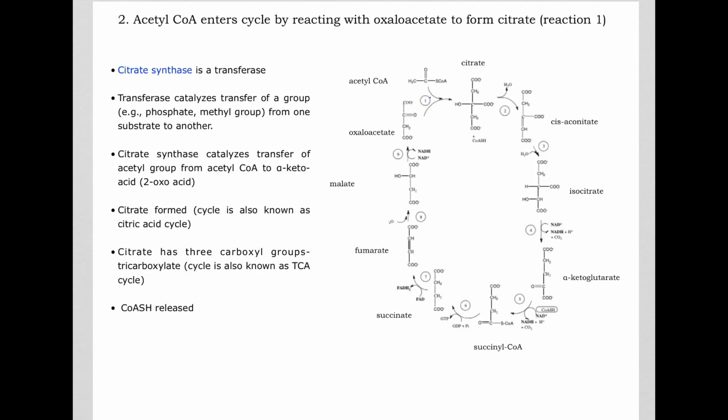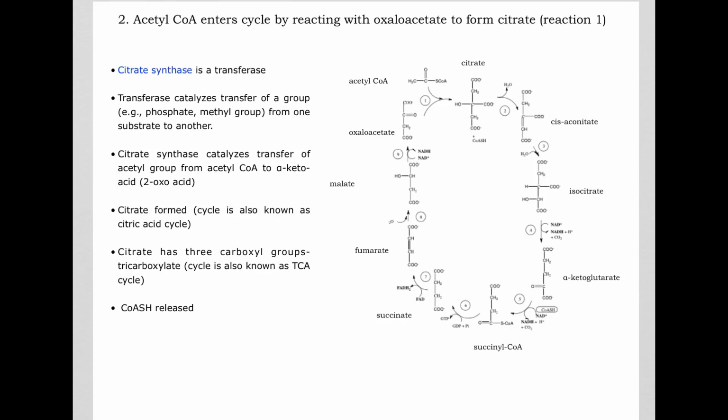The first reaction here is a reaction between acetyl-CoA, which is coming into the cycle, and one of the intermediates of the cycle, oxaloacetate. Oxaloacetate reacts with acetyl-CoA and we get citric acid or citrate and coenzyme A. The enzyme that catalyzes this reaction is called citrate synthase. Citrate synthase belongs to the family of enzymes called transferases.